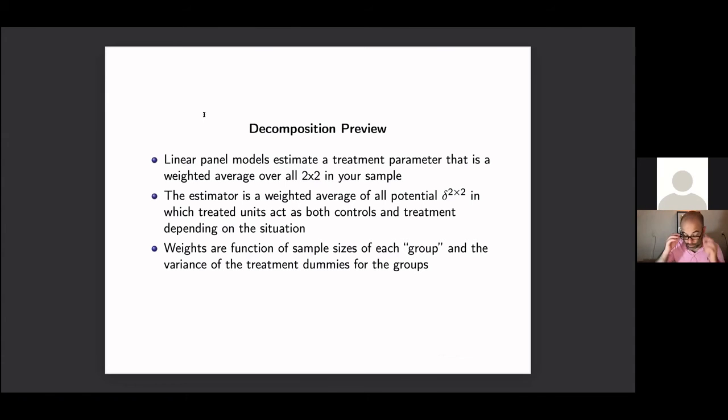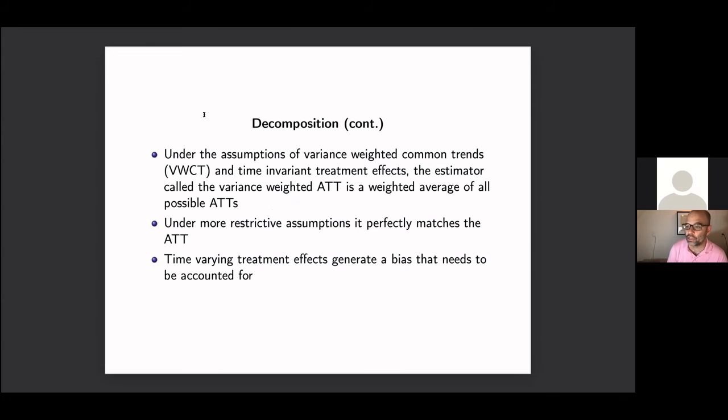So here is what Andrew Goodman-Bacon does. He decomposes the two-way fixed effects estimator into what it is estimating, which is a weighted average over all 2x2s in the sample. That weighted average has units functioning as both treatment and control group, and the weights are based on sample sizes and the variance of treatment for the groups. He then shows both what causal parameters are in that weighted average and what forms of bias there are. Under the best case scenario, two-way fixed effects will estimate what's called the variance-weighted ATT, which is a weighted average over all possible ATTs. Under more restrictive assumptions, it will perfectly match the average treatment effect on the treated. Time-varying treatment effects generate a bias that needs to be accounted for.